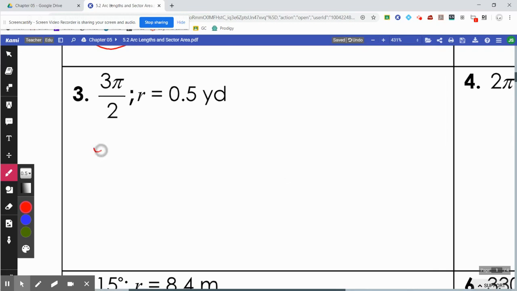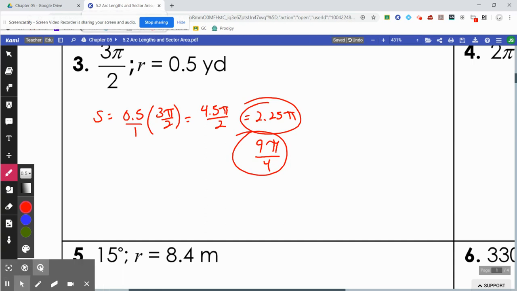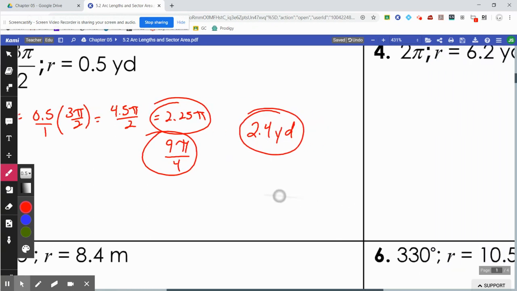Next one, arc length is equal to the radius, which is 0.5, times the central angle, which is 3 pi over 2. When you multiply that out, that gives you 4.5 pi over 2. And again, you could take the same two options. You could divide that, that would be 2.25 pi. Or you could double the top, and that would be a 9 pi, double the bottom, that'd be a 4. So either one of those are fine for the pi answer. When you plug in 3.14 for pi, you're going to get 2.4. And again, this is in yards. That's the length along the arc.